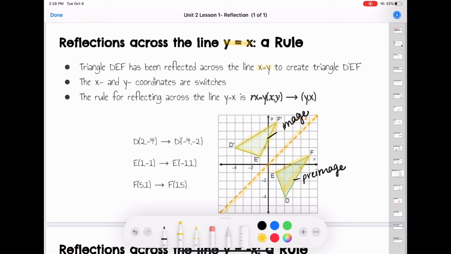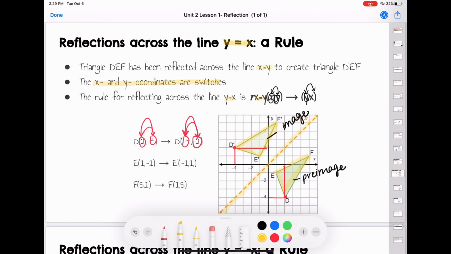In this instance, the y and x coordinates are switched. Therefore, the rule for the reflection across y equals x is reflection x equals y, and then you switch x and y to find the coordinates of the image. So for example, here our pre-image has its D vertex on 2 and -4. Well, the D prime vertex on the image would become -4 and 2. As you can see, we have switched around the x and y coordinate to find the coordinate of our prime image.